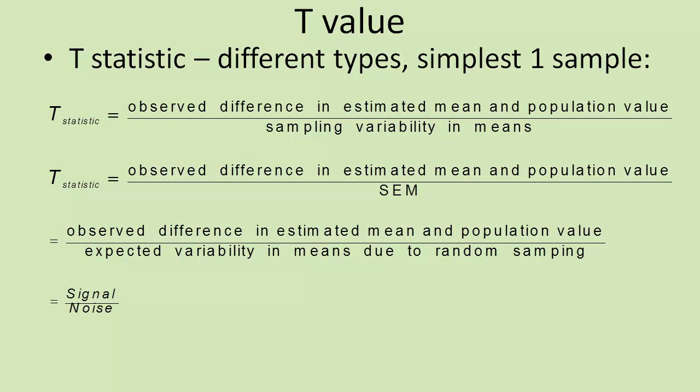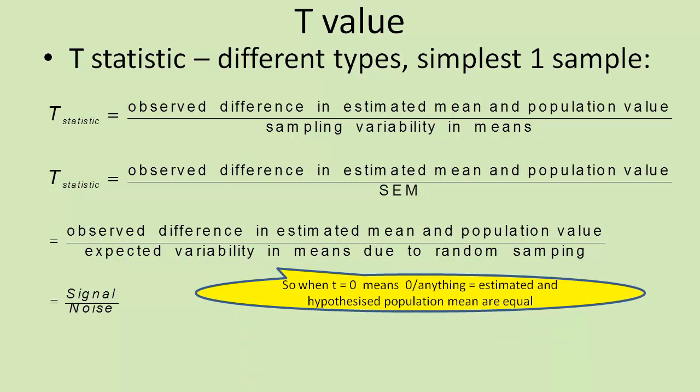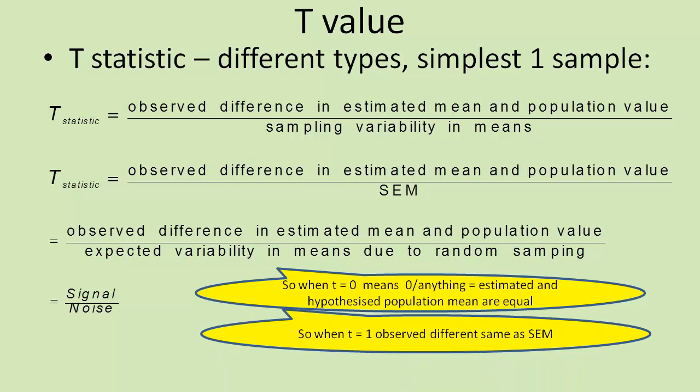When t is equal to 0, the estimated sample mean and the population mean must be equal, because the top value in the ratio is 0. When t is around 1, the observed difference in means is probably around about the same as that expected due to random sampling, because it's going to be around the value of 1. But when we get a value larger than 1, the observed difference in means is greater than that predicted by random sampling. But the question is, what do I mean by large? And that's what we'll need to look at. You will notice that I've reduced the equation at the bottom to just simply saying signal over noise.